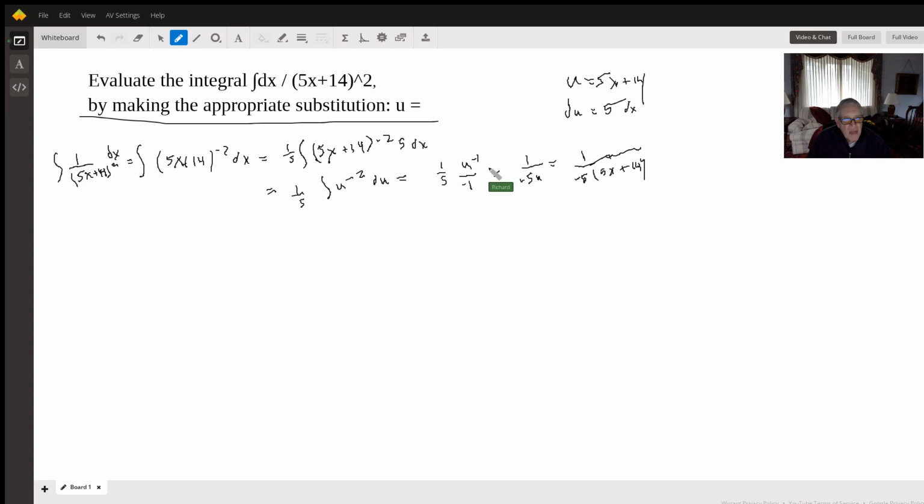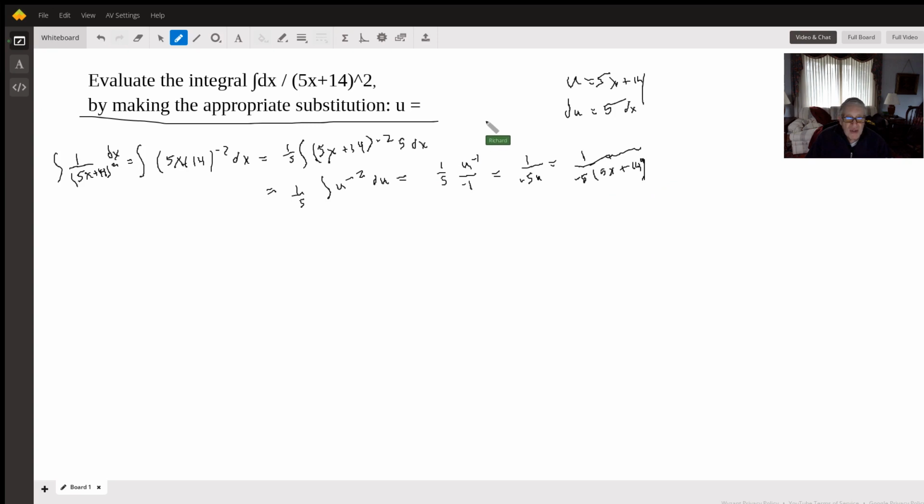And then we can substitute back in, replacing u now. This u can come down, and we get negative 1 over 5u. And now we just replace u, so 1 over negative 5 times what u was, which is 5x plus 14. And that's it. That's your answer.